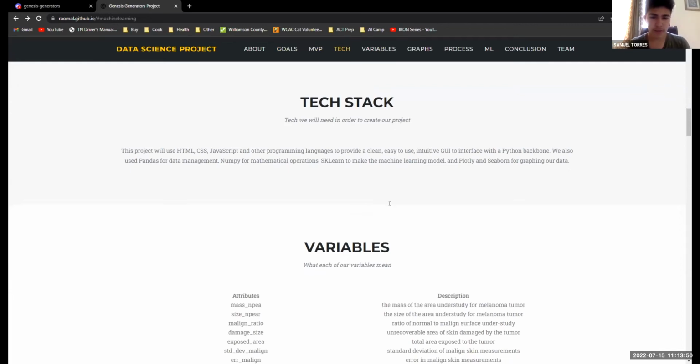What we used to make our project is HTML, CSS, JavaScript, and other programming languages in order to make an easy to use GUI to interface with the Python backbone. We used pandas for data management, NumPy for mathematical operations, sklearn for the machine learning model, and Plotly and Seaborn for graphing our data.